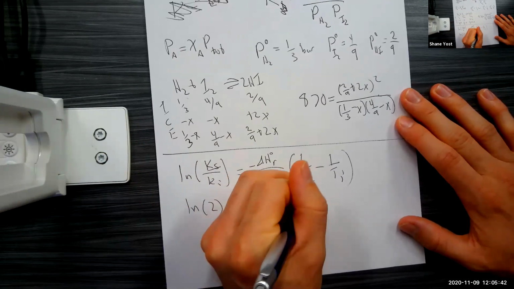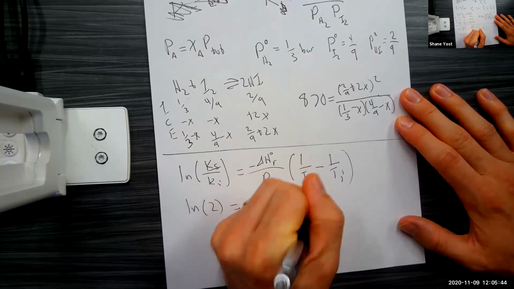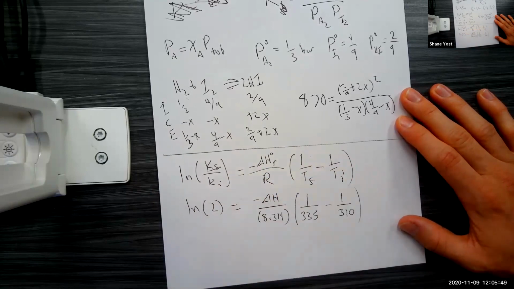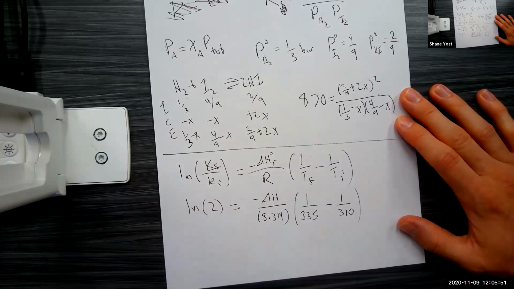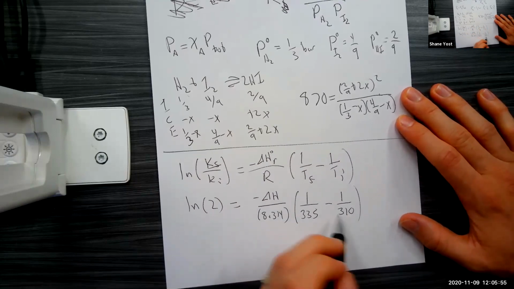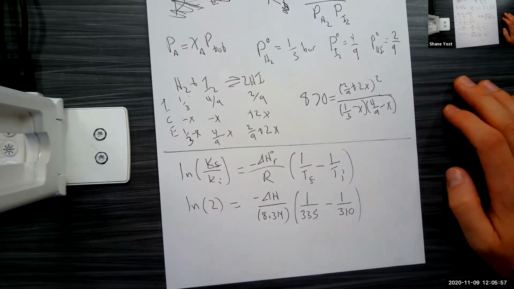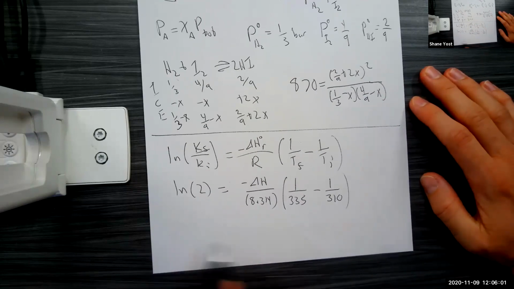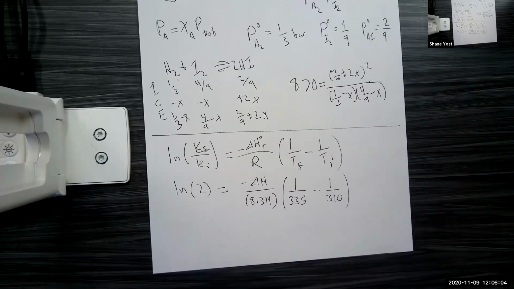And then the final temperature is 335 Kelvin. The initial temperature is 310 Kelvin, because you're told the temperature increases by 25 Kelvin, or 25 Celsius, which is still 25 Kelvin, from an initial temperature of 310 Kelvin, okay? So basically, we just have to plug in these numbers and solve for delta H, okay?